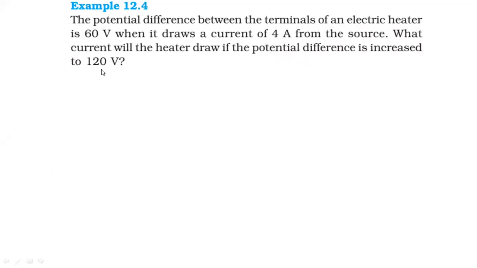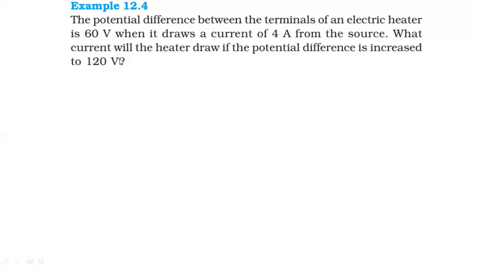Now focus on the second question. They are saying the potential difference between the terminals of the electric heater is 60 volt and it draws a current of 4 ampere. So potential difference V is given, I is given. They are asking what current will the heater draw if potential difference is increased to 120. Initially they have given potential difference and current. Next time they are asking what will be the current if I change potential difference from 60 to 120.